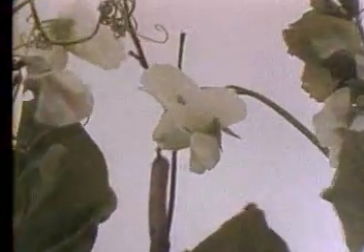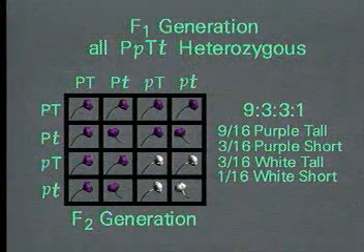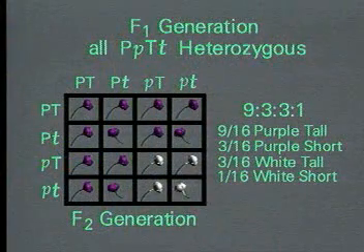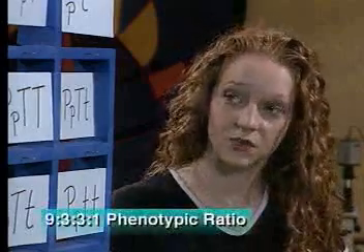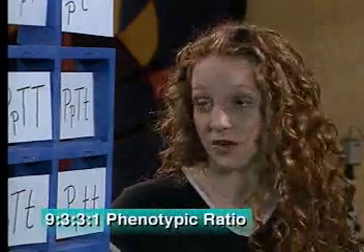randomly during fertilization. We have 9 phenotypes that are purple-flowered tall, 3 that are purple-flowered dwarf, 3 that are white-flowered tall, and 1 that is white-flowered dwarf. So we get a 9 to 3 to 3 to 1 phenotypic ratio.